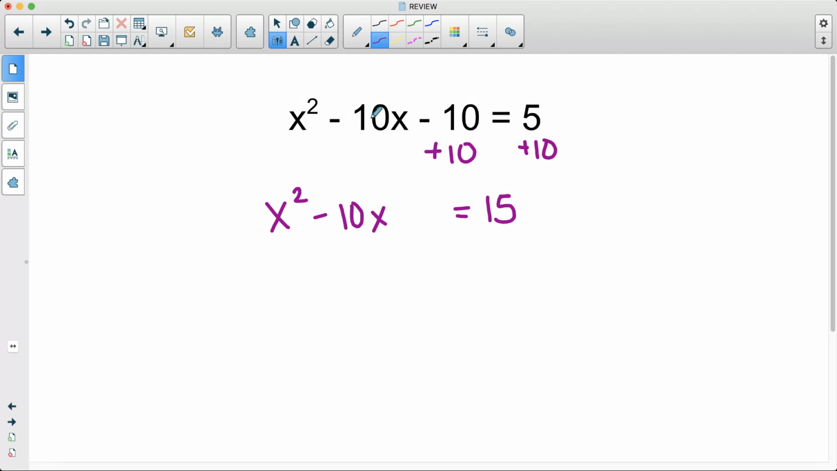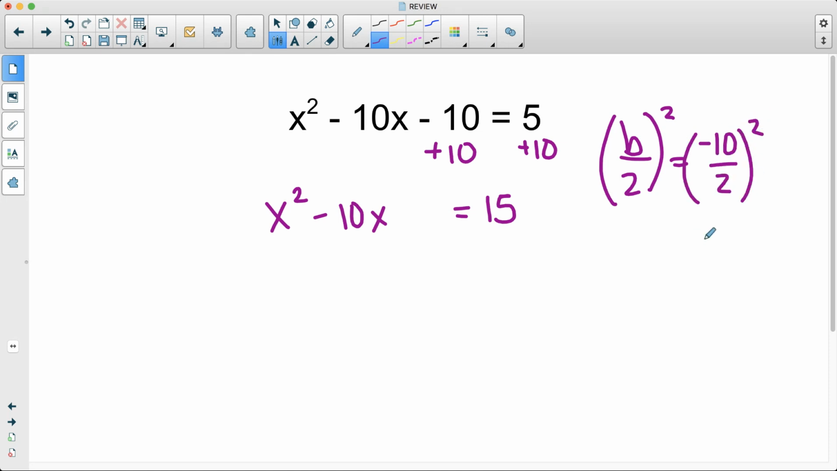Next, I need to figure out what I'm adding to both sides. So I'm going to take my b term, divide it by 2, and then square it. So negative 10 divided by 2, squared, is negative 5 to the second, which is 25. So I'm going to go ahead and add 25 to both sides.